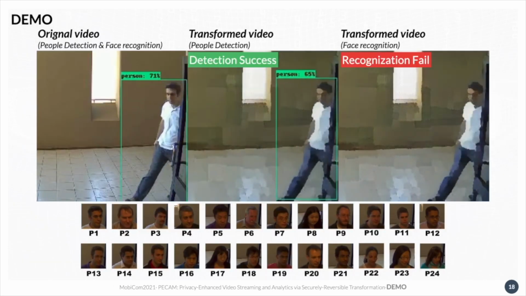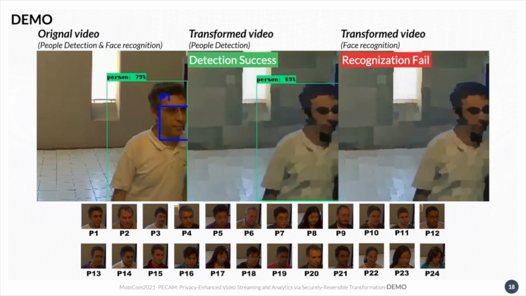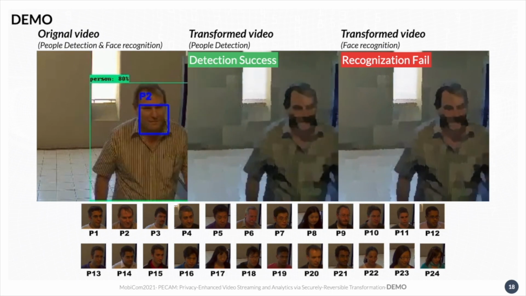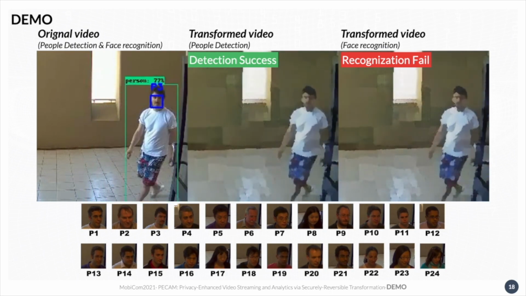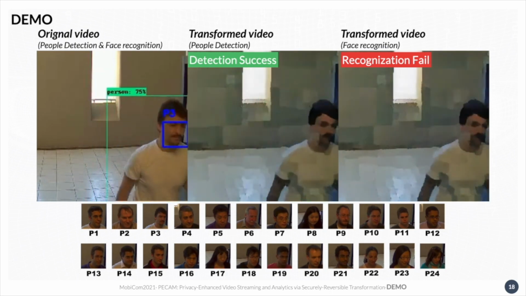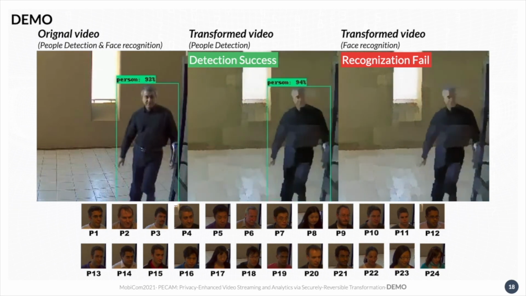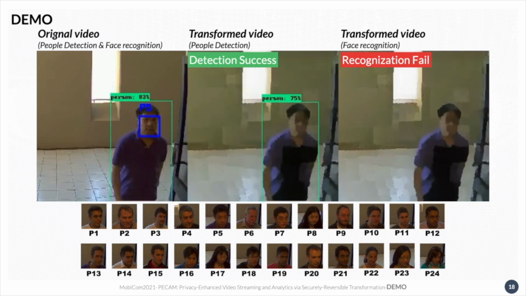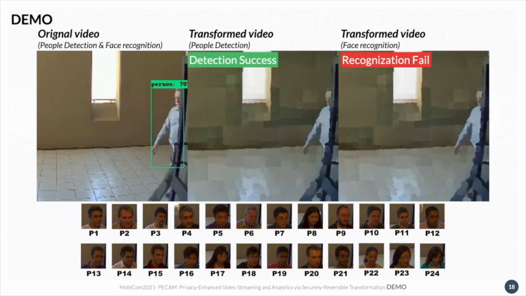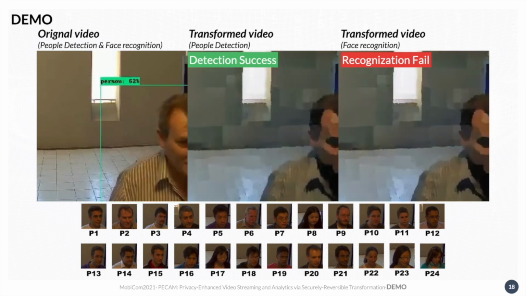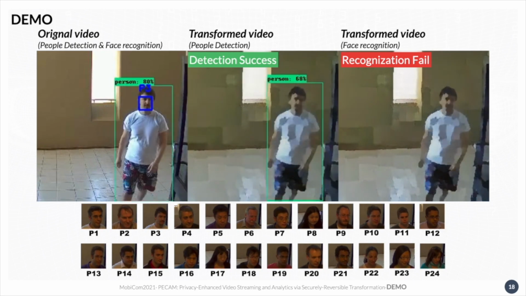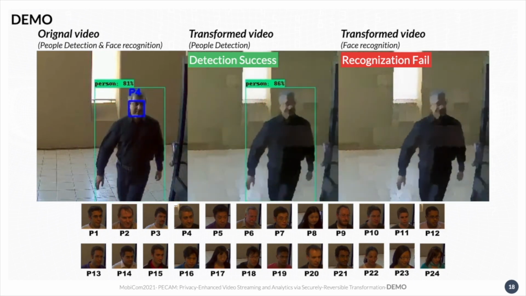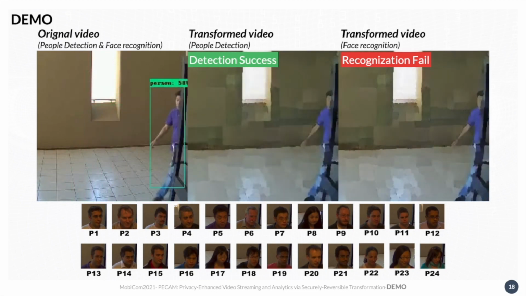Here is a demo of the PECAM system. We can see that the leftmost video frame shows the video captured in the indoor monitoring environment. Both the private information, such as face detection, and non-private information, such as pedestrian tracking, can be analyzed from the video. Once the videos are protected by PECAM, we can analyze non-sensitive information on the protected video, and the sensitive instance-level information is removed from the video.